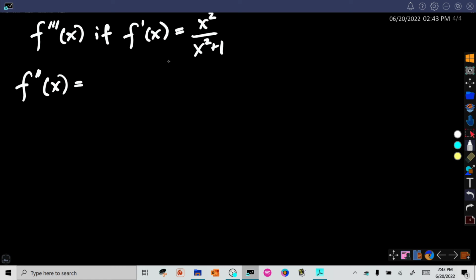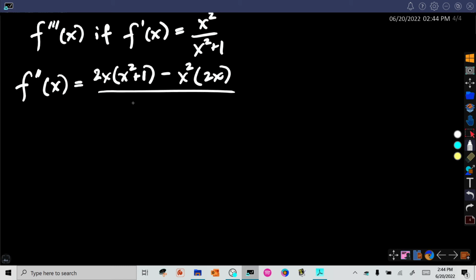Low d high, so this is going to be a 2x times x squared plus 1. So low d high minus high d low, x squared times 2x, all over the square of low we go: x squared plus 1 squared. Okay.